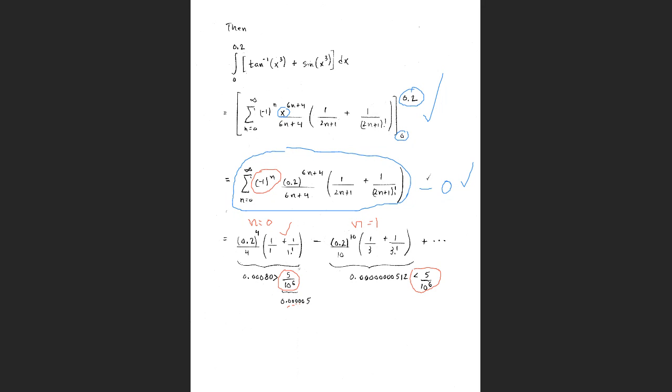So by the alternating series estimation theorem, how many terms of the series do we need to estimate this definite integral so that our answer is correct to within 5 decimal places? How many terms of the series do we need? Do we need 1 or do we need 2?